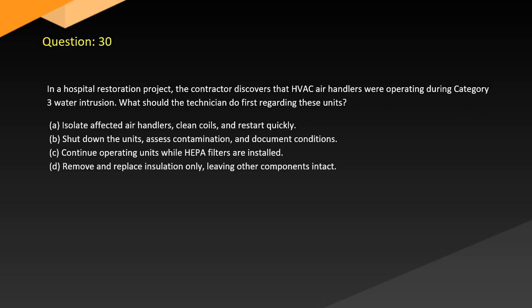Question 30. In a hospital restoration project, the contractor discovers that HVAC air handlers were operating during Category 3 water intrusion. What should the technician do first regarding these units? A. Isolate affected air handlers, clean coils, and restart quickly. B. Shut down the units, assess contamination, and document conditions. C. Continue operating units while HEPA filters are installed. D. Remove and replace insulation only, leaving other components intact.